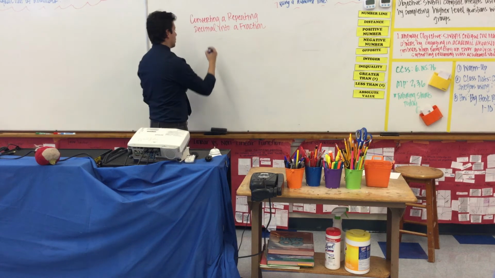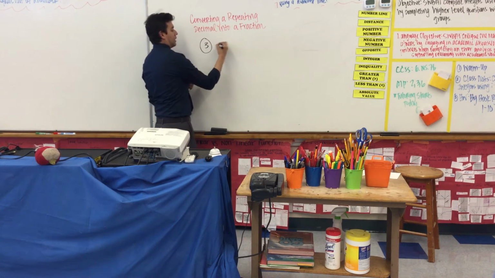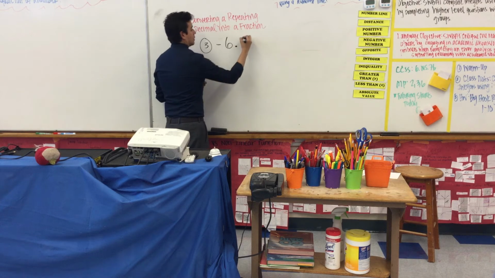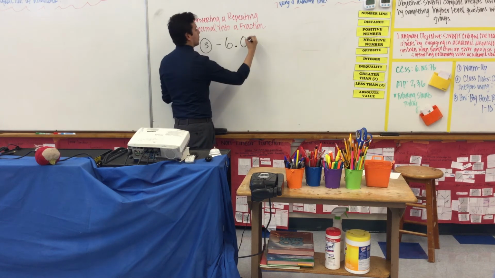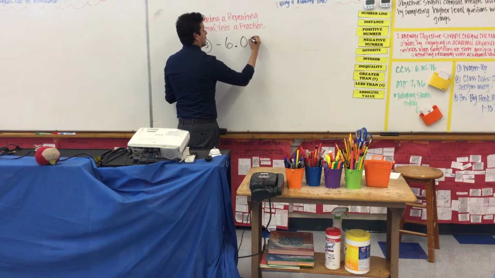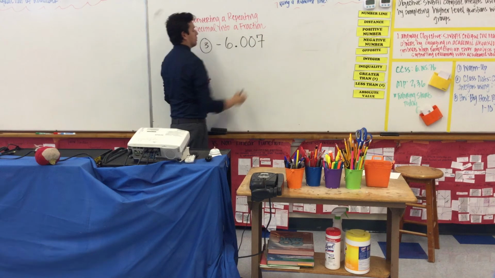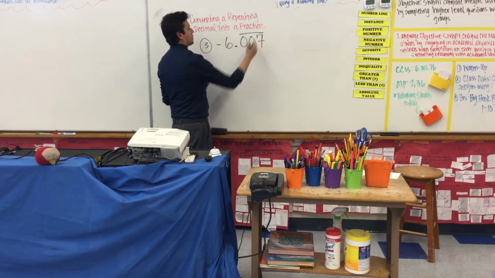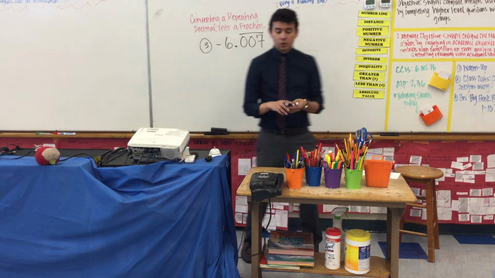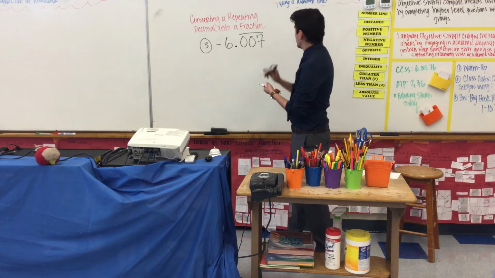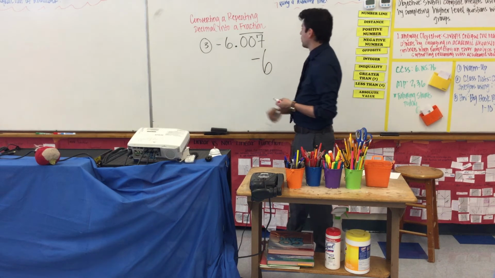Okay, let's do this one. 3, negative 6, 0, 0, 7. And let's say that this piece right here is repeating. Okay, all that chunk. Okay, easy. Okay, that's your whole number. A lot of students just like writing the whole number right away.